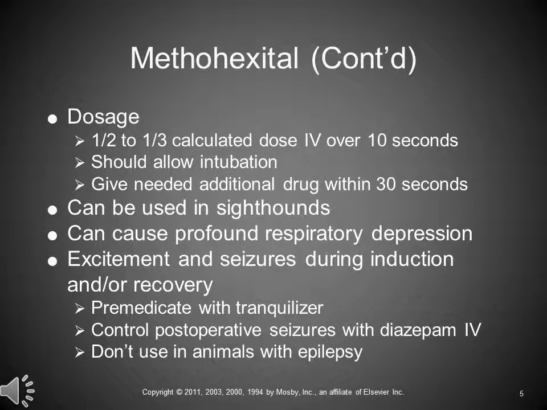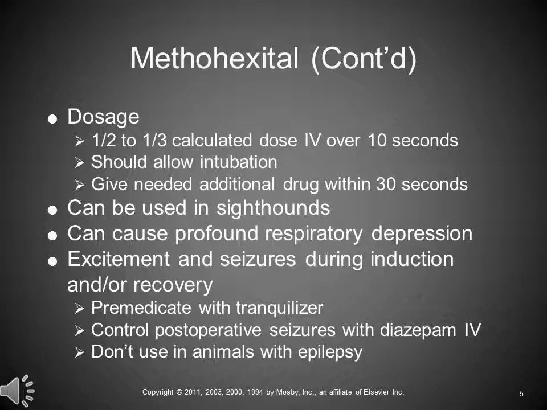To administer methohexital, we're going to get our dosage, draw it up. We're going to give a half to 1/3 of the calculated IV dose over about 10 seconds. That will almost always allow for intubation. If it doesn't, if they're still struggling, spitting, trying to cough that tube right back in your face, give an additional amount within about 30 seconds. Almost always that takes care of it.